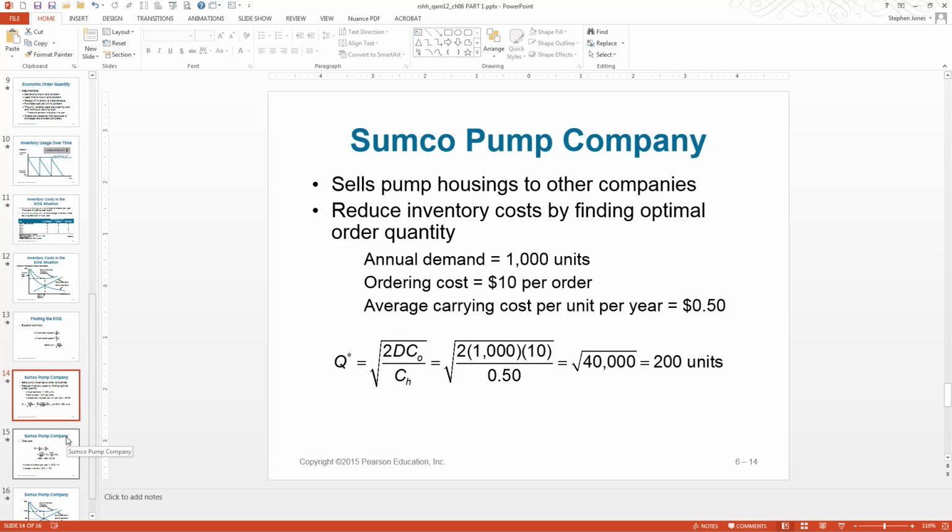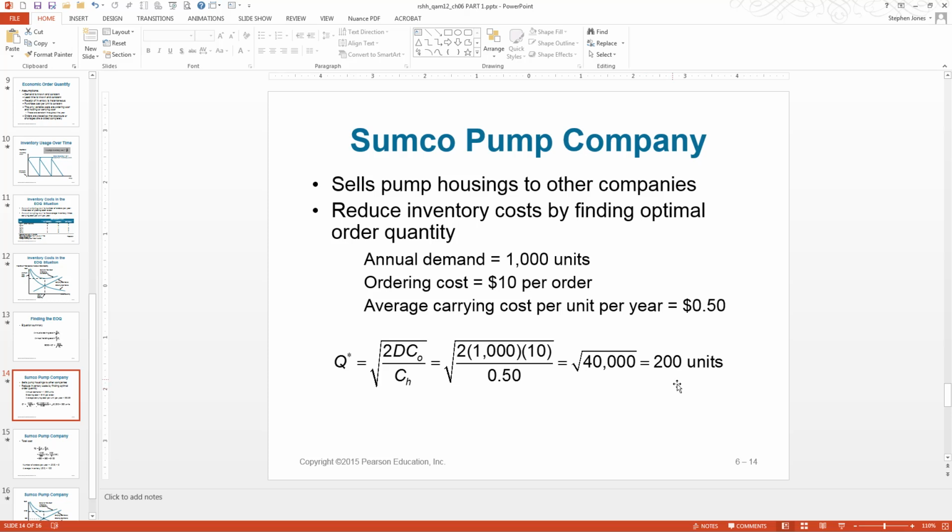Let's suppose your demand is 1,000 units. That's D. Your ordering cost is $10 an order. That's C sub O. Your holding cost or carrying cost is 50 cents a unit. That's C sub H. Put that in here. Do your calculations: 2 times 1,000 times 10 divided by 0.5, and then take the square root of that. And what you come up with is 200 units. You minimize the cost of ordering and carrying together at 200 units.